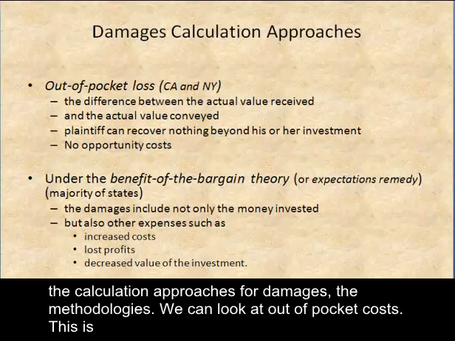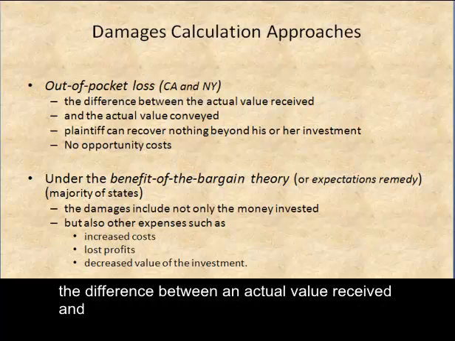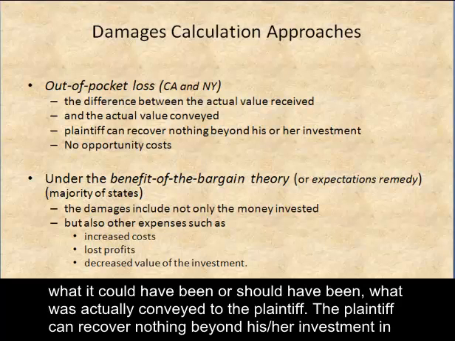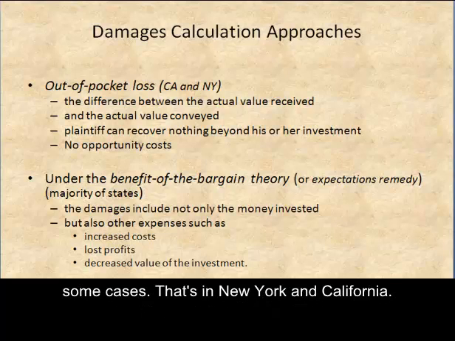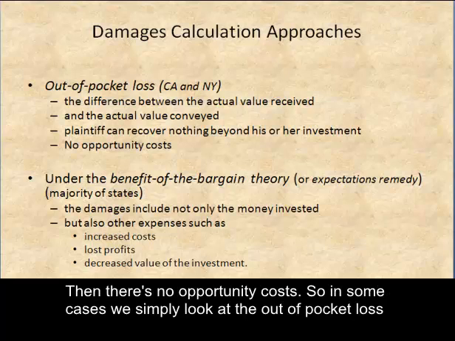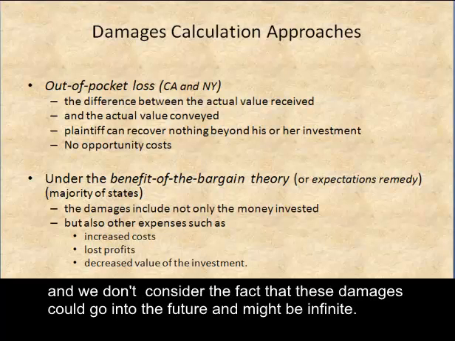We can look at out-of-pocket costs. This is the difference between an actual value received and what it could have been or should have been, in what was actually conveyed to the plaintiff. The plaintiff can recover nothing beyond his or her investment in some cases. That's in New York and California. And then there's no opportunity costs. So in some cases, we simply look at the out-of-pocket loss, and we don't consider the fact that these damages could go into the future or might be infinite.